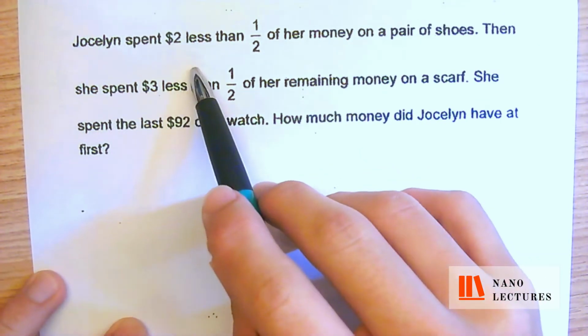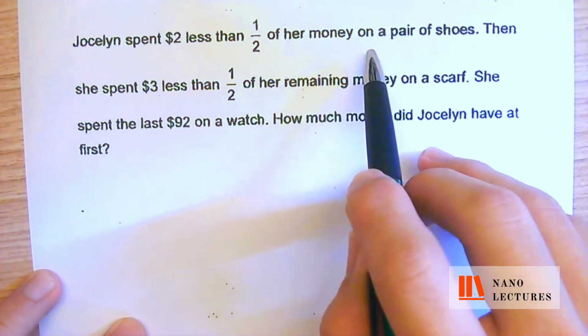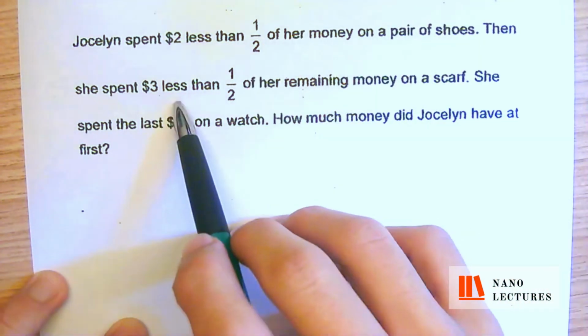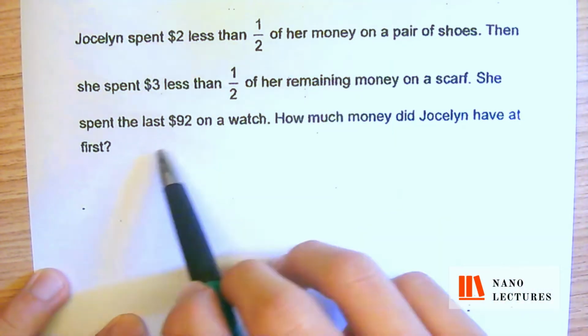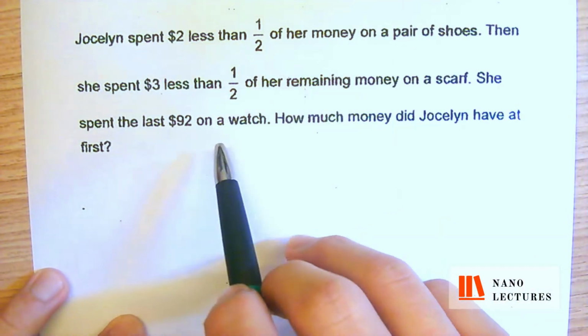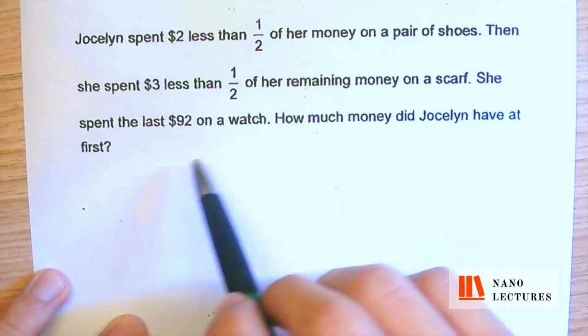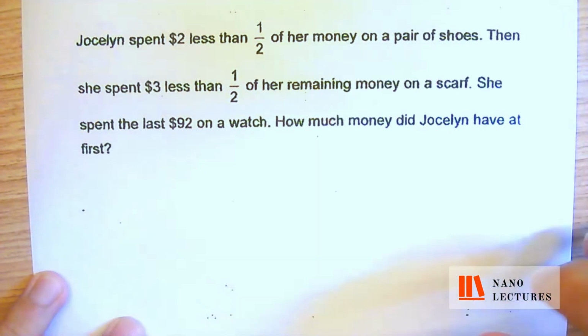Jocelyn spent $2 less than half of her money on a pair of shoes. Then she spent $3 less than half of her remaining money on a scarf. She spent the last $92 on a watch. How much money did Jocelyn have at first? Okay, this is a little bit tricky.